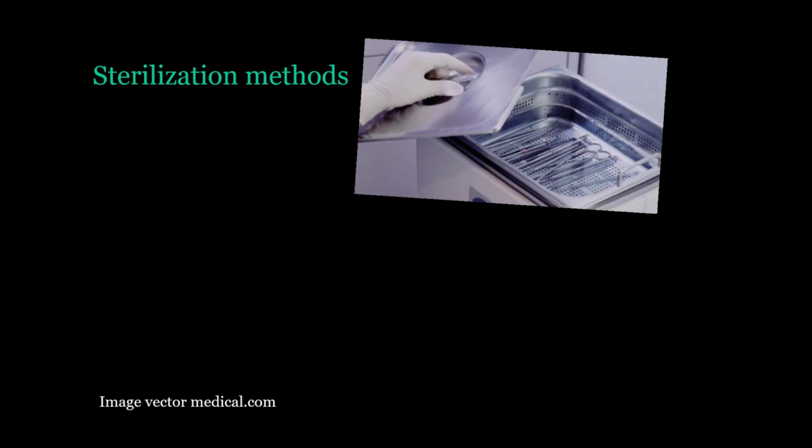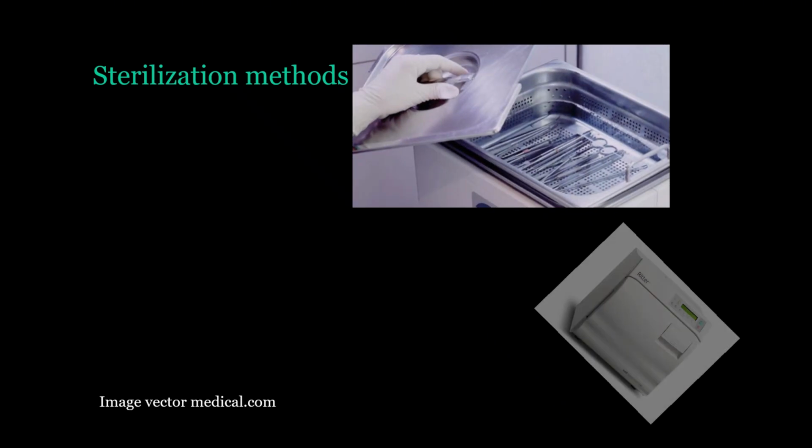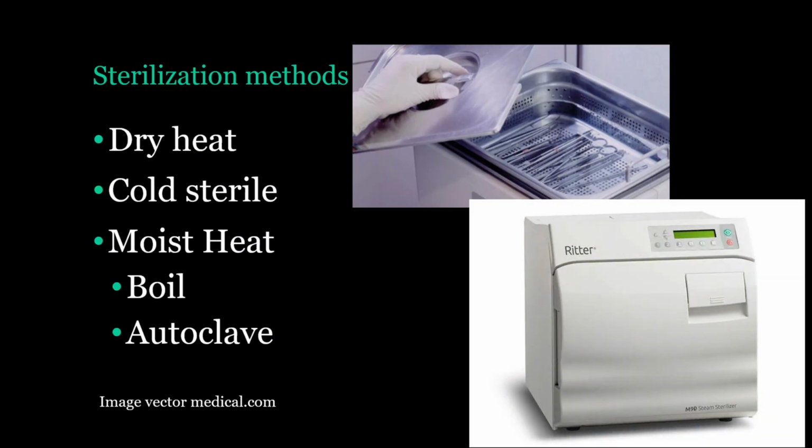So, sterilization methods. There are multiple sterilization methods. There's dry heat, cold sterile, and then moist heat. And moist heat can consist of boiling instruments for a recommended amount of time or using hot steam under pressure, which is called an autoclave.